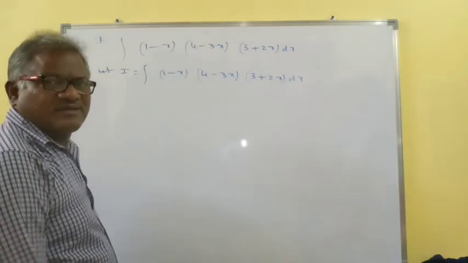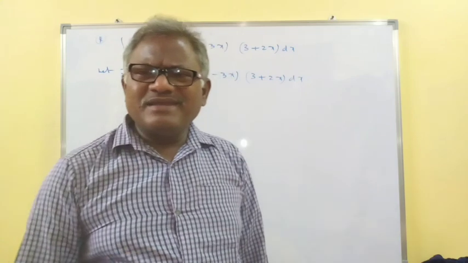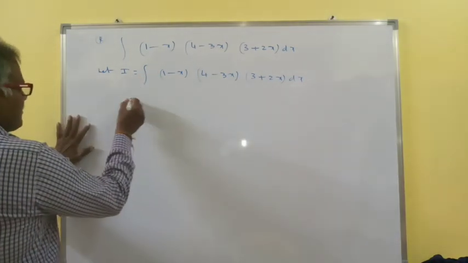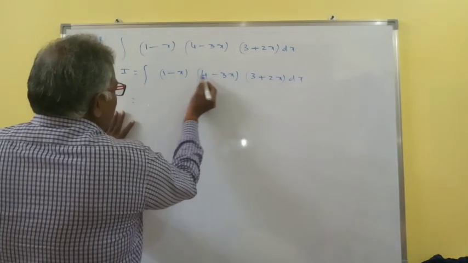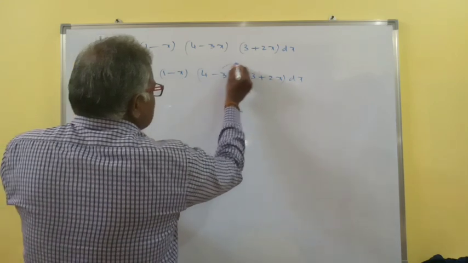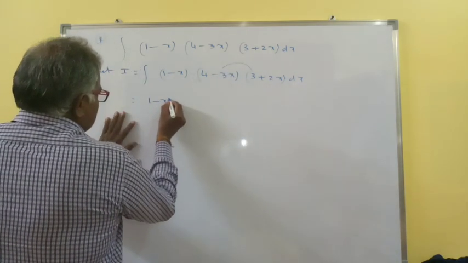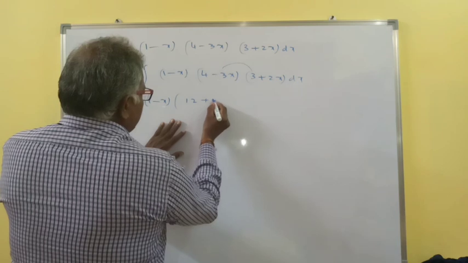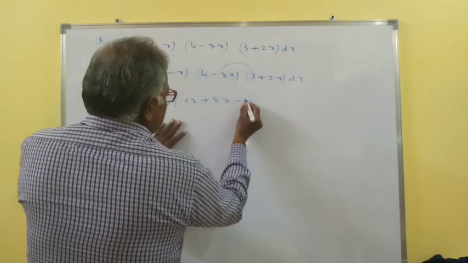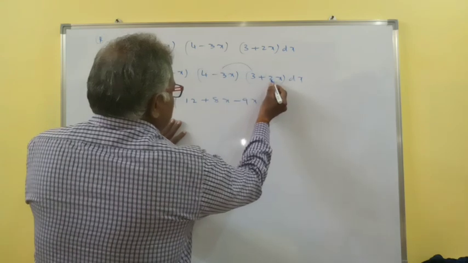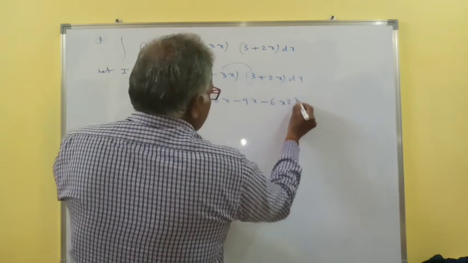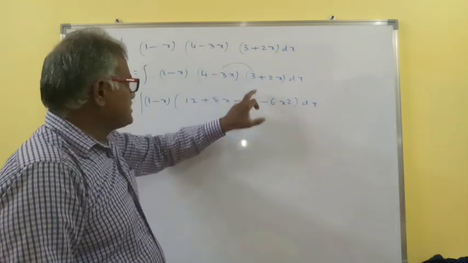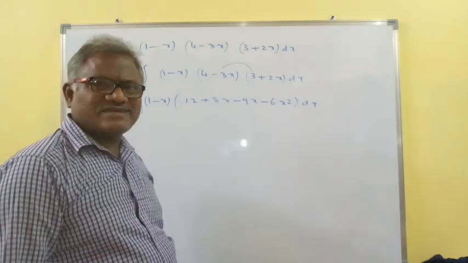So multiply one by one, because we know the formula only for the integral of x power n dx. So first you should multiply these 2 terms. 4 minus 3x into 3 plus 2x: 4 into 3 is 12, 4 into 2 is 8x, minus 3x into 3 is minus 9x, again minus 3x into 2x is minus 6x square.